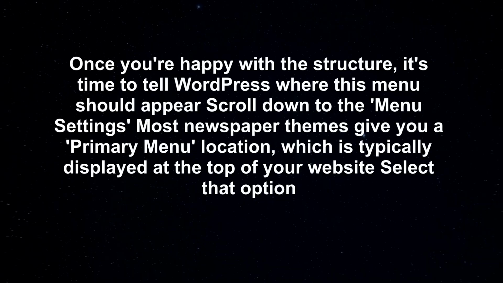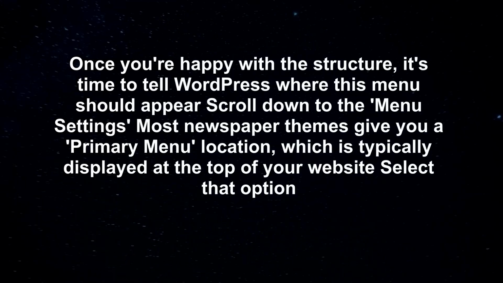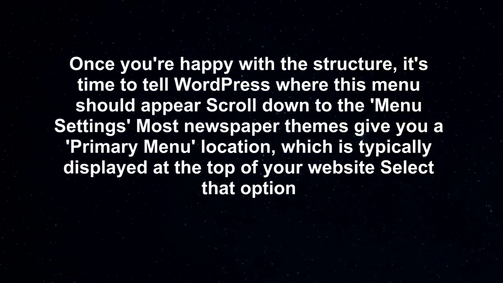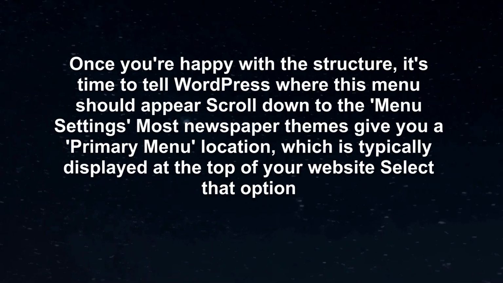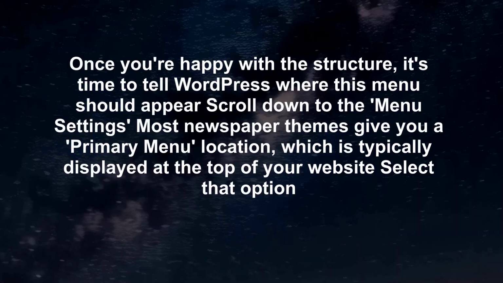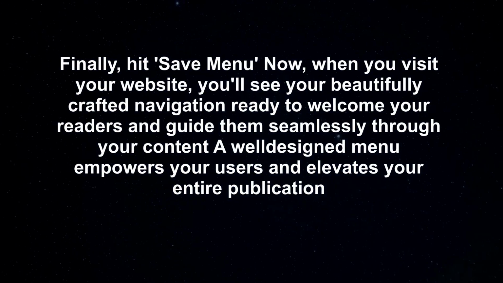Once you're happy with the structure, it's time to tell WordPress where this menu should appear. Scroll down to the menu settings. Most newspaper themes give you a primary menu location, which is typically displayed at the top of your website. Select that option. Finally, hit Save Menu.